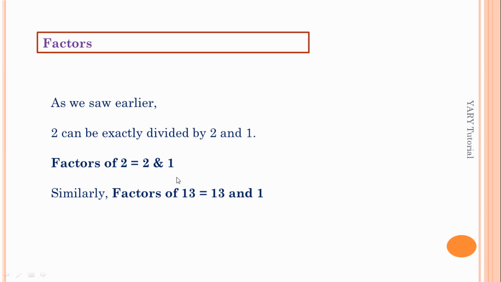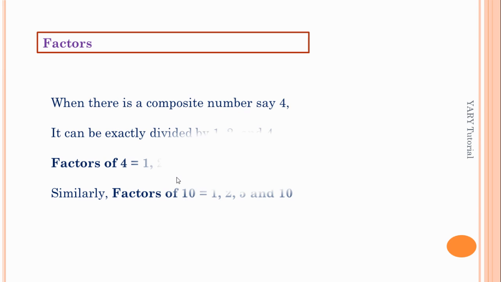So what about a composite number? For a composite number, say 4, the factors are 1, 2 and 4, because 4 can be divided by 1, 2 and 4. Similarly, the factors of 10 are 1, 2, 5 and 10.